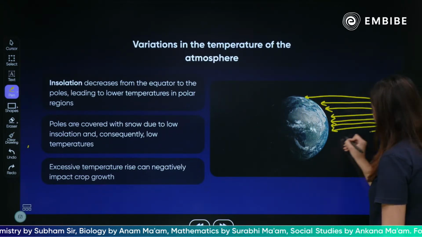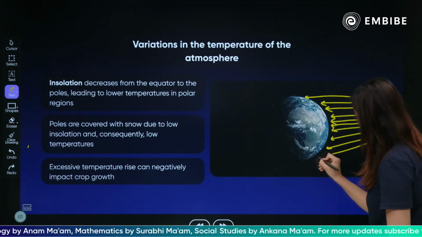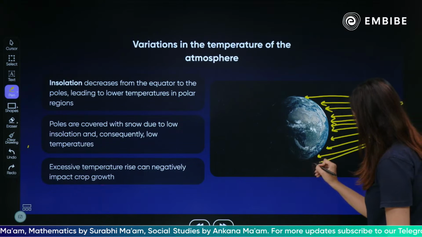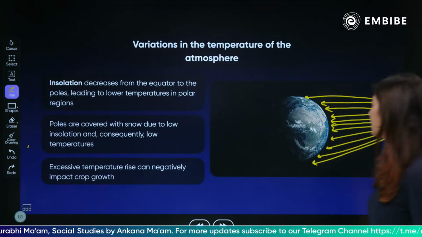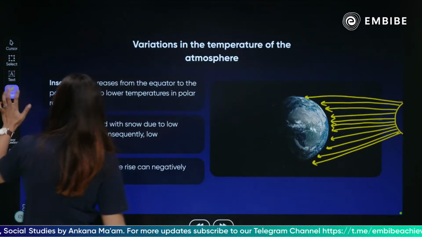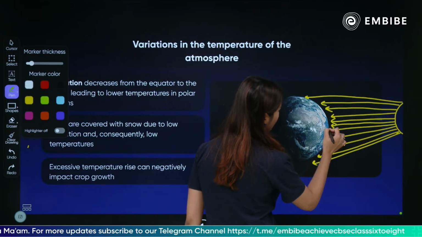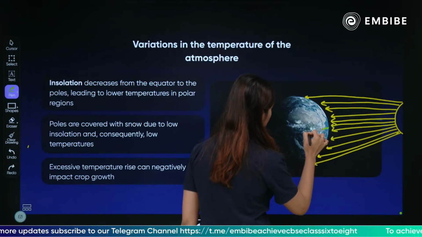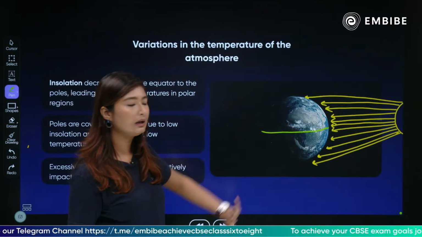So what is happening, the rays are going here like this. This is how the sun rays are going. Plus the earth is also tilted. Okay. Now this is how the earth is. Where is the equator? Equator is somewhere here. Our equator is somewhere here, in the middle.